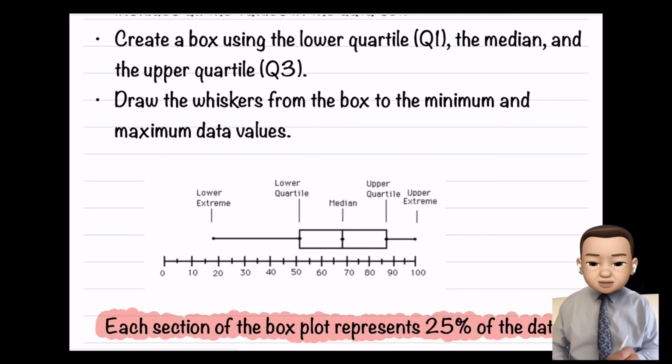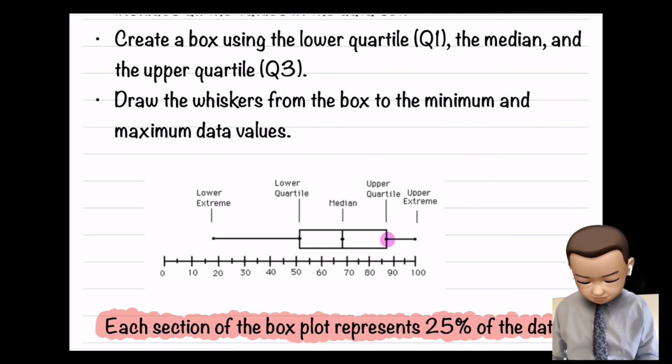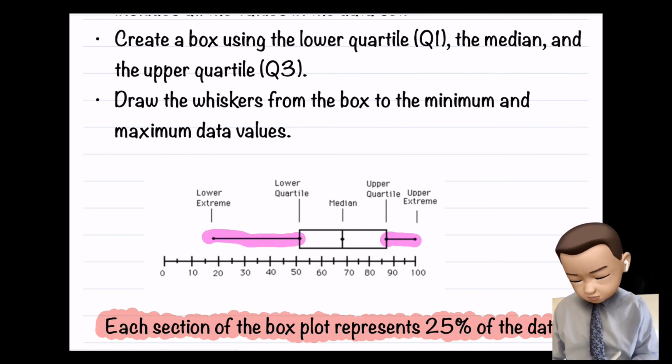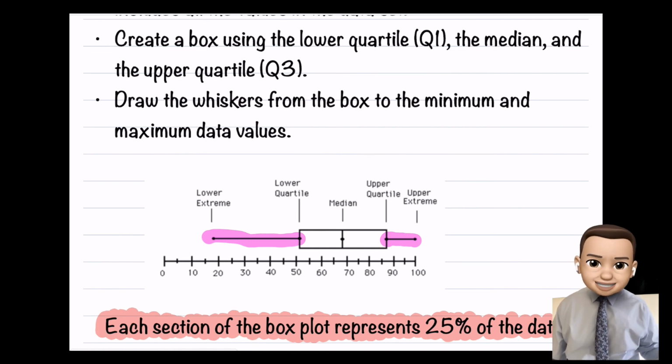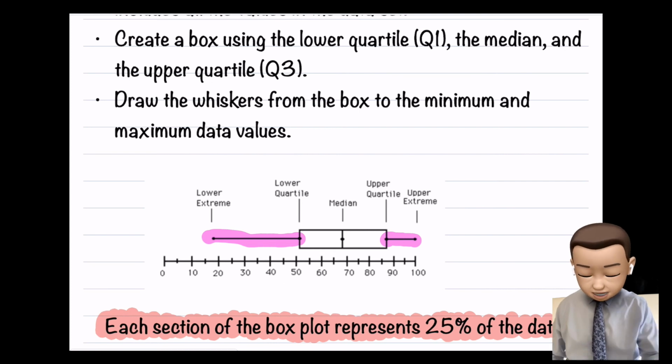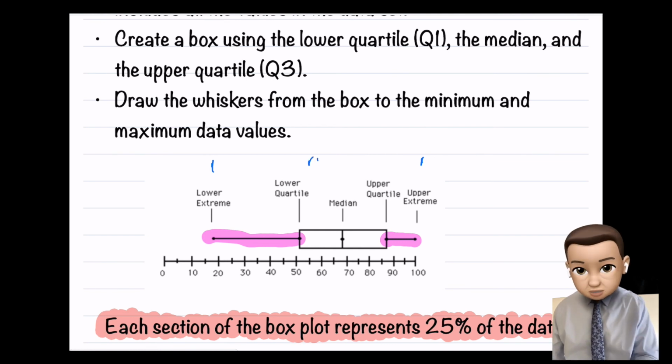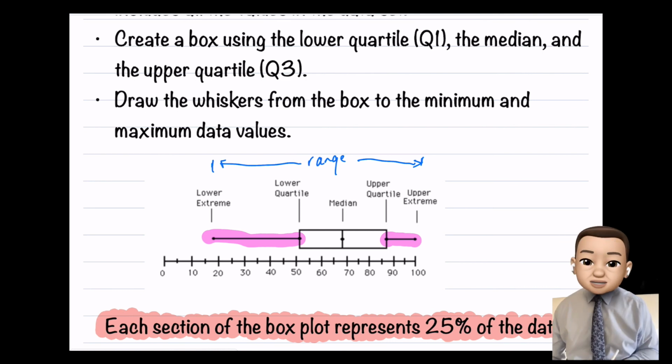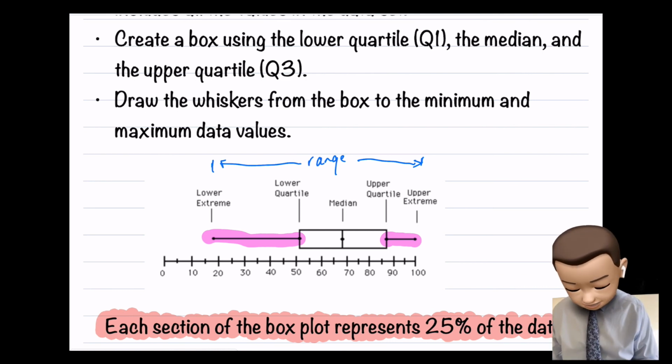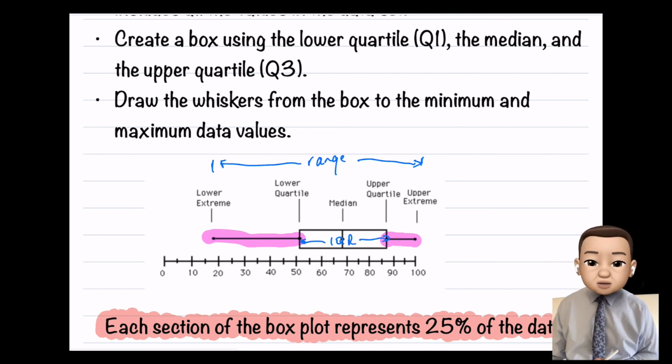Once I've done that, I need to draw the whiskers, which are these little bits up here. These are my whiskers going all the way to the lower extreme and the upper extreme, and then we just terminate there. And if we think about it now, what is the difference between here and here? That's my range. That is the range of data from there to there. That's an important thing that we need to know. And in here is my interquartile range, which is in there as well.